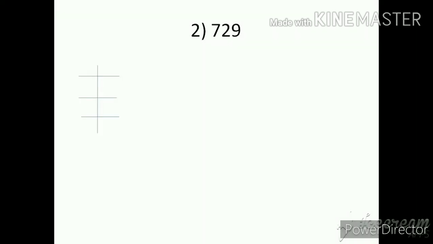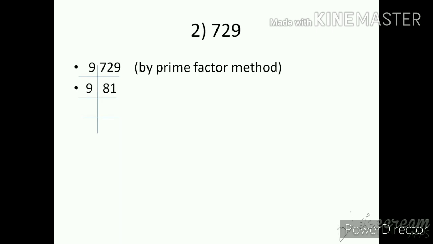Now question number 2, 729. It is a cube of, children, 9. If you multiply 9 into 9 into 9, you get 729. So here we are using, children, prime factor to find the cube root of 729. 9 and 729. 9 8s are, children, 72 and 9 1s are 9. So 81 you got, children.